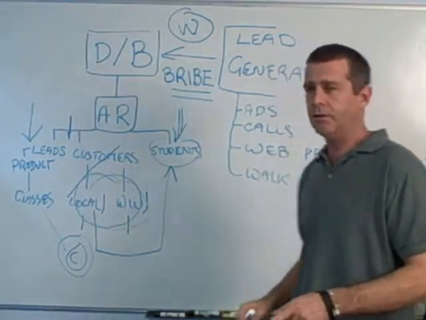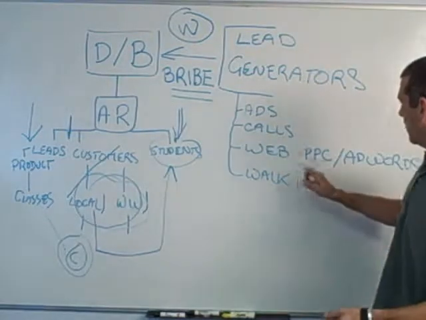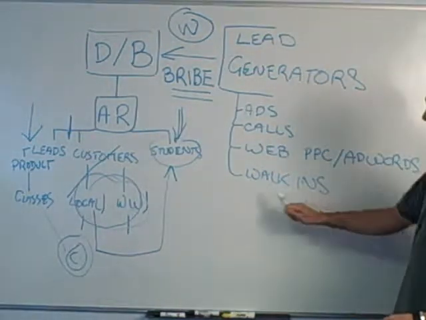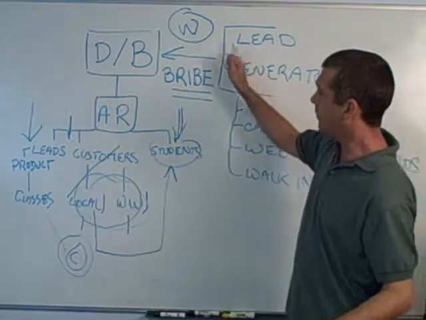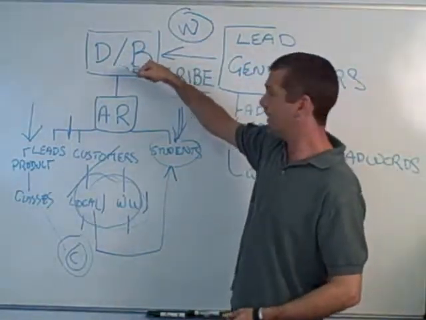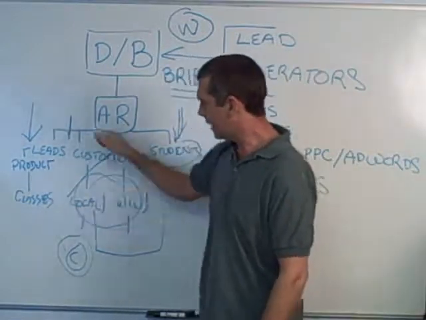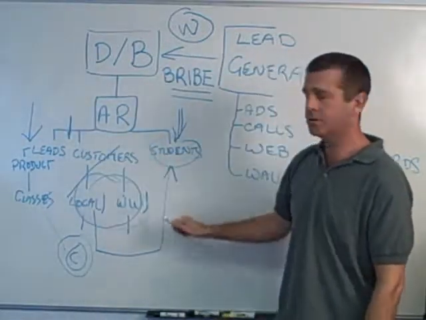I've got to watch the time a little bit. So we've got lead generators, we've got ads, calls, web, PPC, AdWords, walk-ins. Then we go through the website, picking up our bribe, get dropped into the database, and then we get put into the autoresponders, and we start to separate out the leads to the customers to the students.